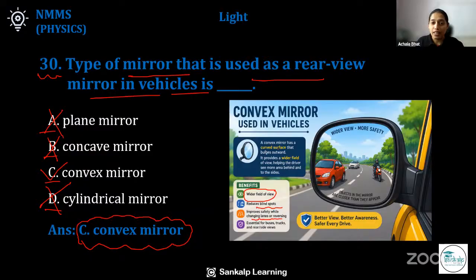Convex mirror has a curved surface. See, this is a convex mirror. This is the reflecting surface, the surface that bulges outward. It provides a wider field of view, helping the driver see more area behind and at the sides. So, better view, better awareness, safer drive. And it forms erect images, not inverted images. That's why convex mirror is preferred.